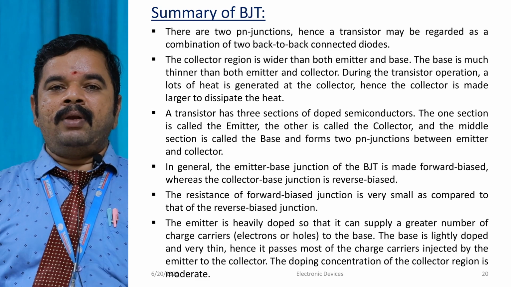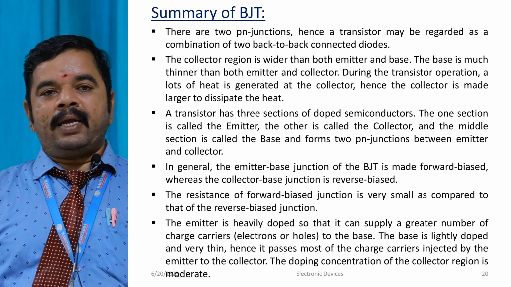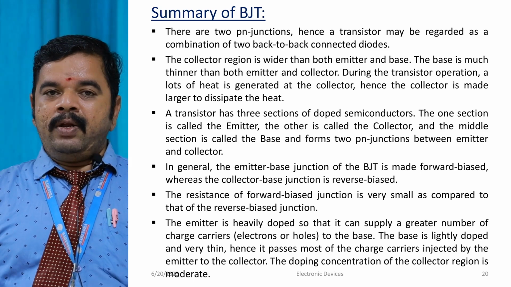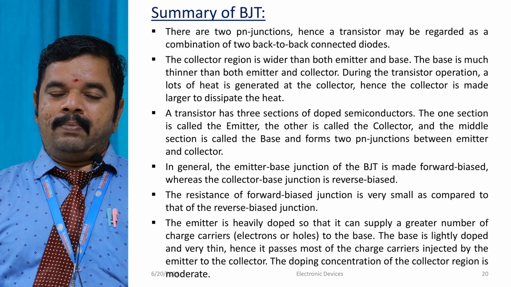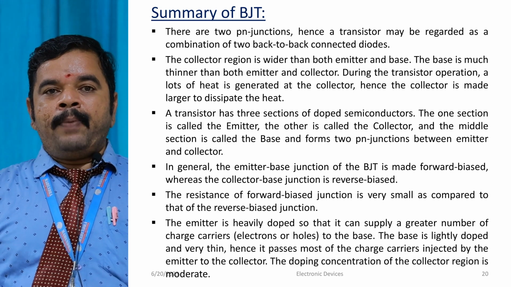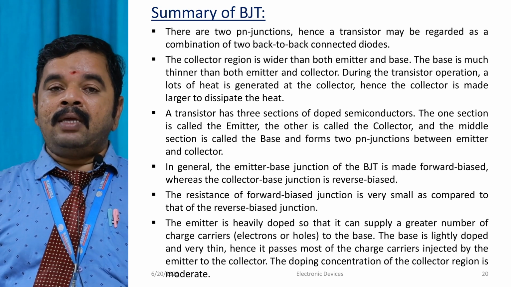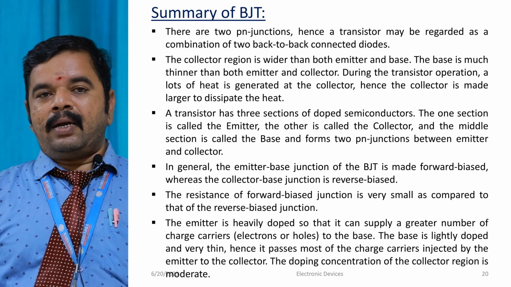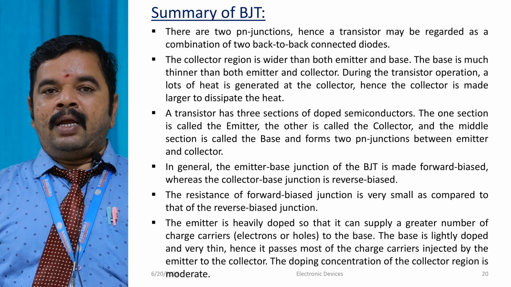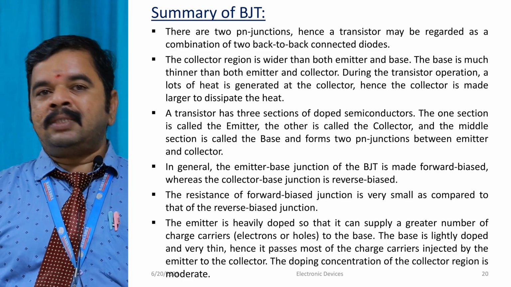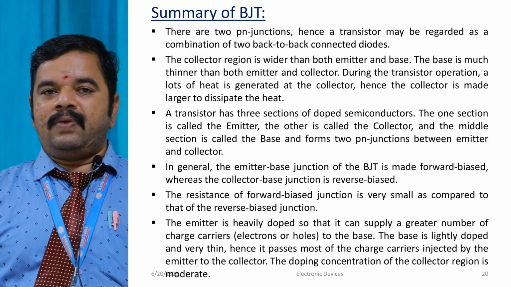We know the transistor is a three-terminal device: emitter, base and collector. The emitter is heavily doped, the base is lightly doped, and the collector is moderately doped. We also know there are two junctions, because the transistor is a back-to-back connection of diodes: the emitter-base junction and the collector-base junction. The emitter-base junction is forward biased, and the collector-base junction is reverse biased.